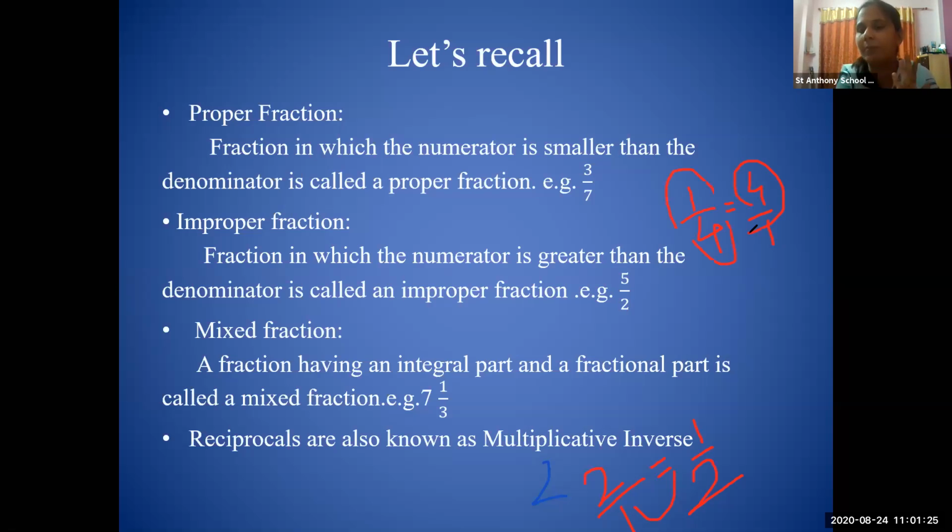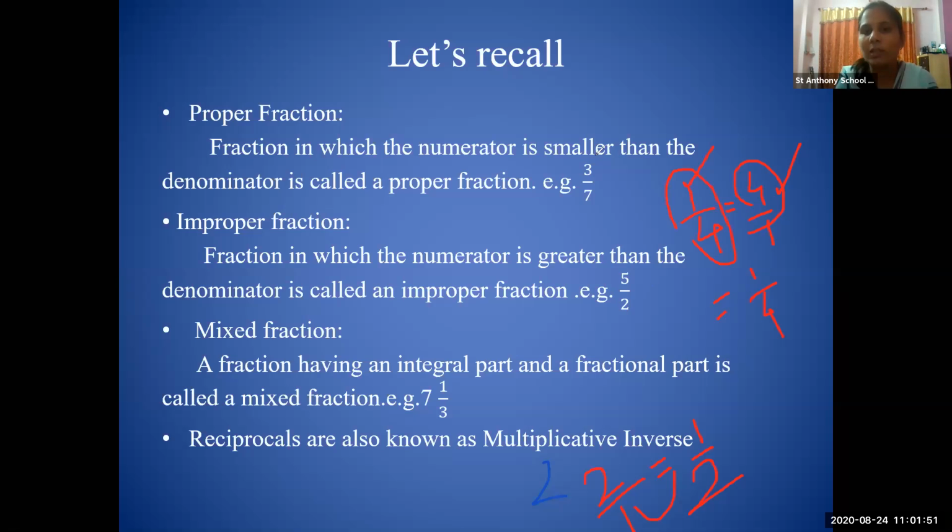The denominator 1 is not written, so we can write 4 upon 1 as 4. Or else, if you have confusion, you can write it as 4 upon 1. So the reciprocal of 1 upon 4 is 4 upon 1, or else the reciprocal of 4 upon 1 is 1 upon 4. Have you understood, everyone?